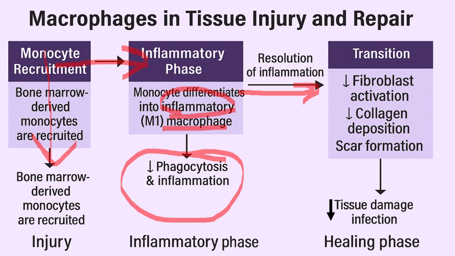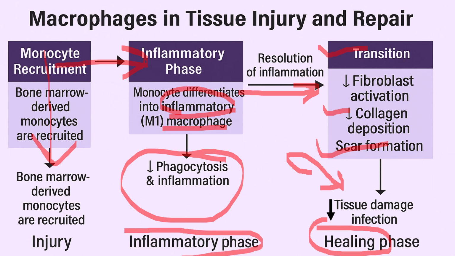M2 type of the macrophages, they are responsible for resolution of the inflammation. There is decreased fibroblast activation and collagen, that is type 3, is replaced by type 1 and a scar is formed, and these alternate macrophages are responsible for decreasing the tissue damage and infections. So alternate type of the macrophages are important for healing, while the classical macrophages are important for the inflammatory phase.